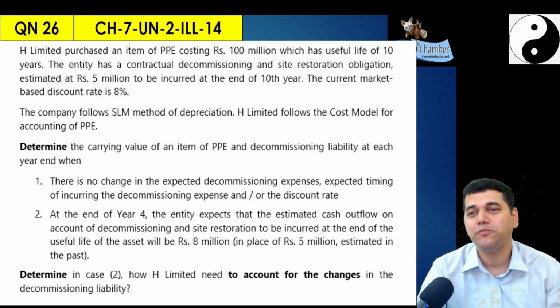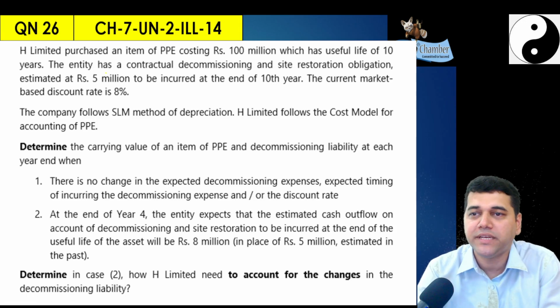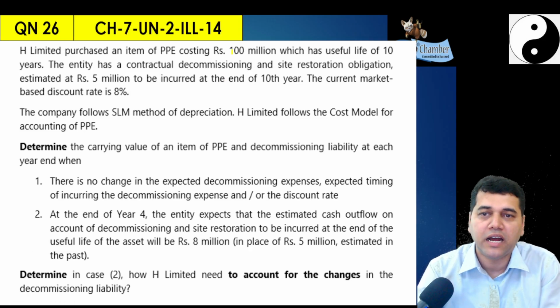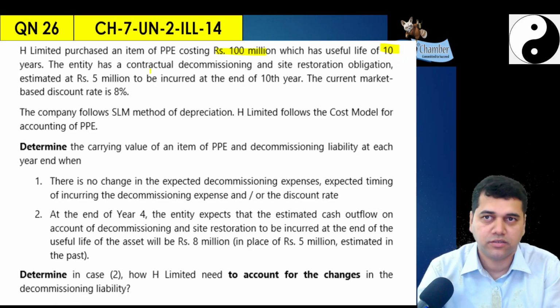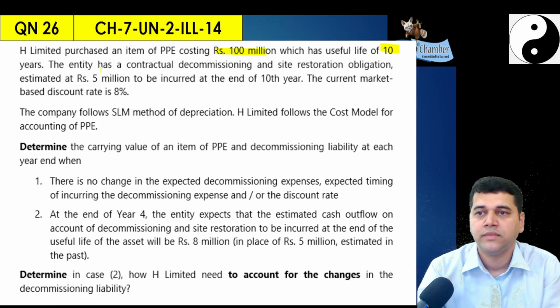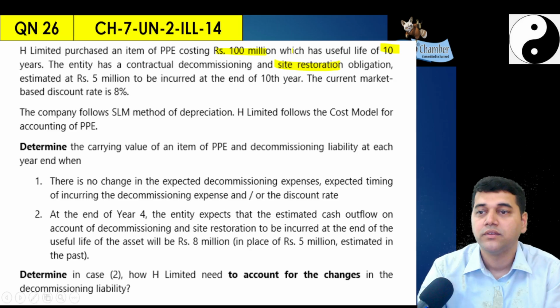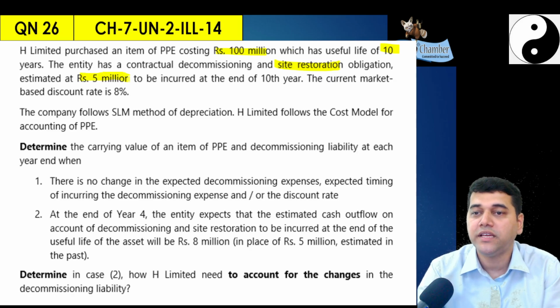So we'll move on to question 26. H Limited purchased an item of PP costing 100 million rupees, 10 crore, has got a useful life of 10 years. The entity has contractual decommissioning and site, it may also call site restoration obligation. One more new word. Estimated at 5 million, 50 lakh rupees, which is going to be incurred at the end of 10th year, and the discount rate is 8%. Now what have they given me?